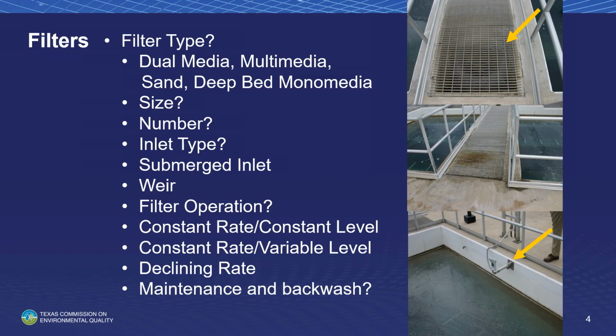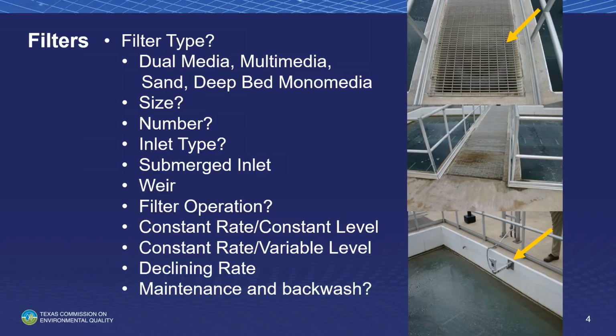How big are they? How many of them are there? What's the control mechanism? Inlet type, the weir, submerged inlet. Basically, you need to understand whether your filter is designed to operate with a variable water level so that when the filter is really clean, the water level in the filter is low, and as the filter gets dirty, the water level rises, okay? Or at a constant rate. I'm going to put the water into the filter and I'm going to use a control system to make sure that the water flow rate through each filter is the same all the time, okay?